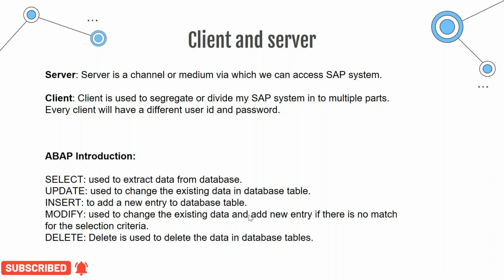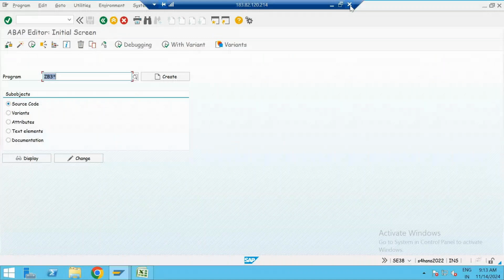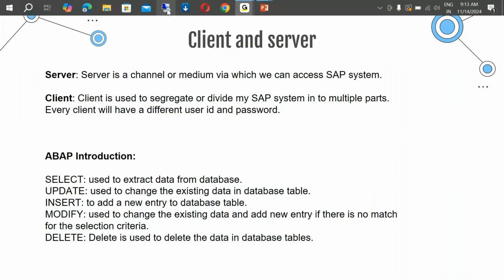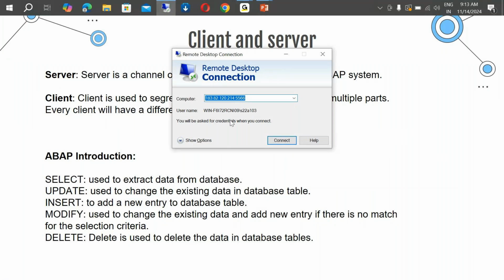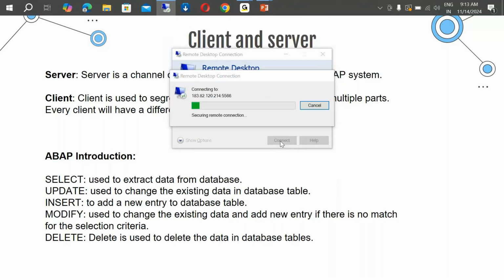Let me show you server first. For example, this is my server now. This here is my server name. You will also get it, don't worry. Once your registration is complete, you will get your server details. So by using this server I'm connecting. This is called the IP address of a server. By using this address, I'm connecting to it. You will have a different user ID and a different password. You will get it once your registration is complete.